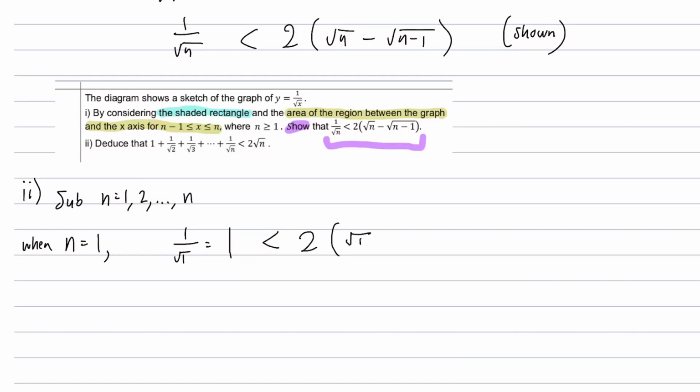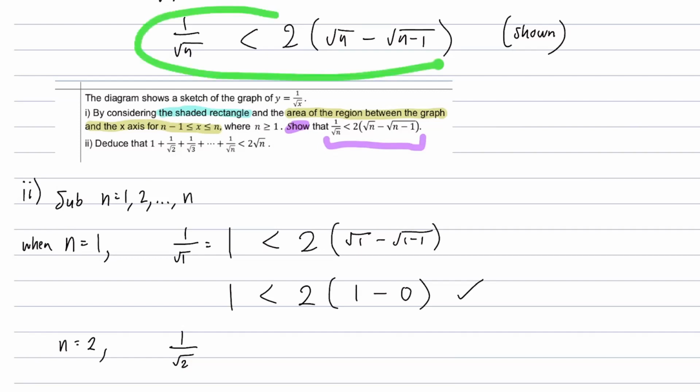Square root of 1 minus square root of 1 minus 1, which is really just 1 less than 2 times 1 minus 0. I'll leave that here as 1 minus 0 so you can see the pattern more clearly later. Let's substitute n with 2 now. What do we get? 1 over square root 2. You see, I'm using this formula, but I replace n with 2.